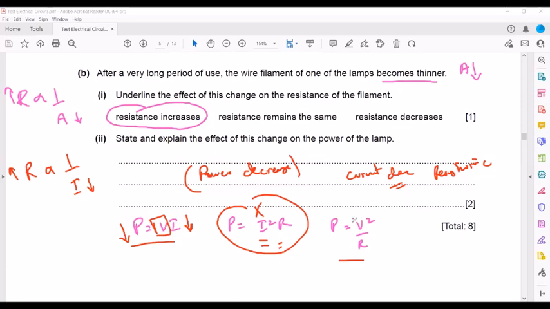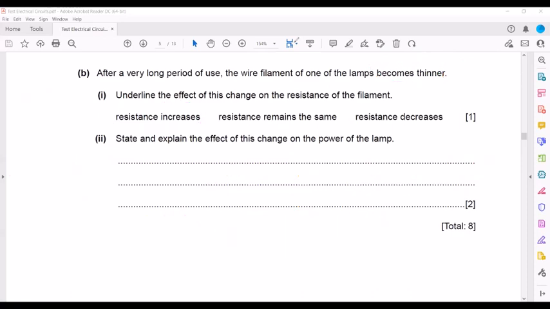Or you can also use the third formula, P equals V squared over R. V is constant. So what is the relation between power and resistance? If the resistance is increasing, as the question says it becomes thinner, so resistance is increasing, what happens to power? The power will decrease. So both ways you get the same answer, that the power of the lamp or the bulb will decrease.